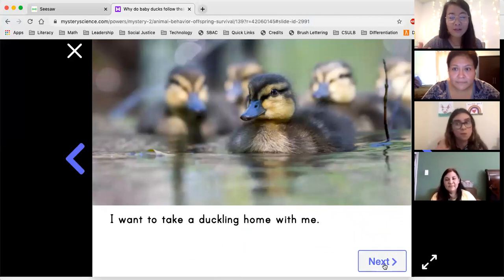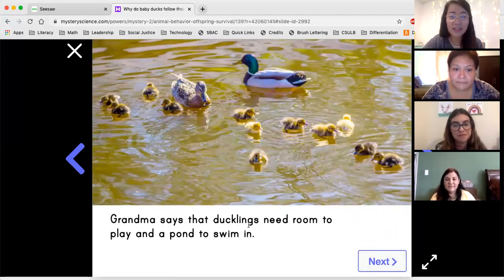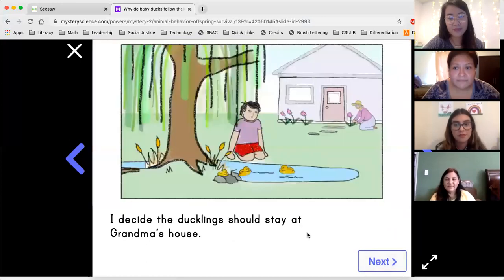And remember, we're reading, just like on Monday, it's been a while since we read the beginning of the book. This is Juan Carlos talking about how he's seeing these ducklings in his grandma's backyard, but he wants to take a duckling home. I wonder if he'll be able to. Grandma says that ducklings need room to play and a pond to swim in. That's true. I decide the ducklings should stay at Grandma's house.